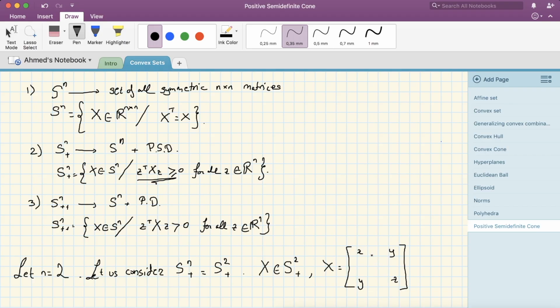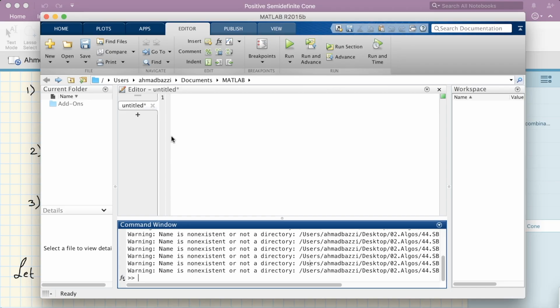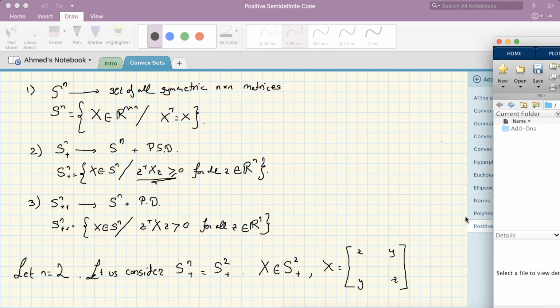The question here is, how many variables did it take me to define X? It took 3 variables: x, y, and z. So what I can do is plot how x, y, and z behave. I'm not going to plot it here because it's not fun. Let's plot it in MATLAB. I've got MATLAB in front of me, and it's okay if you don't know MATLAB. I'm just going to plot this right here.